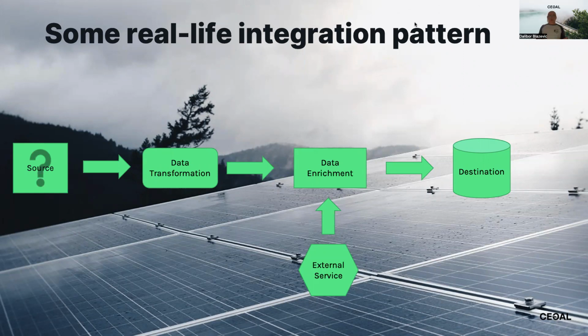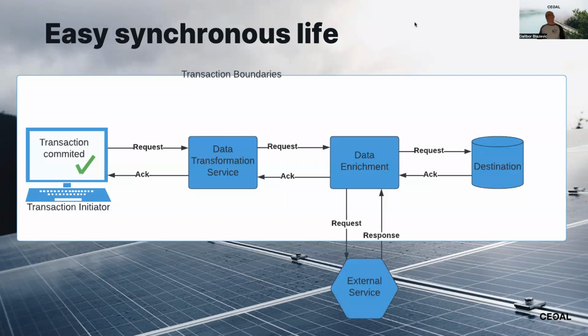In some real-life scenario, we usually have some source of data, let's say a front-end or UI that sends the data to a backend. Then we have some data transformation, then some data enrichment, and potentially in that process, we are also calling some external service. And then we are storing, let's say, data in the database. Let us see how this works in a synchronous world.